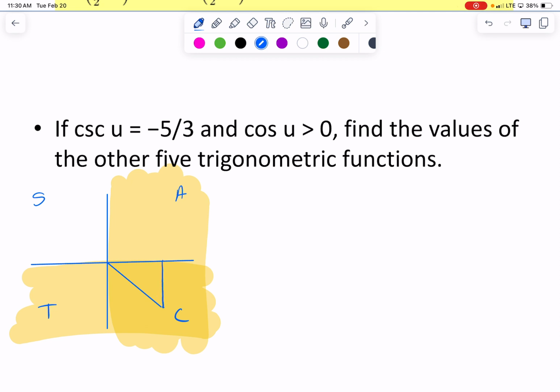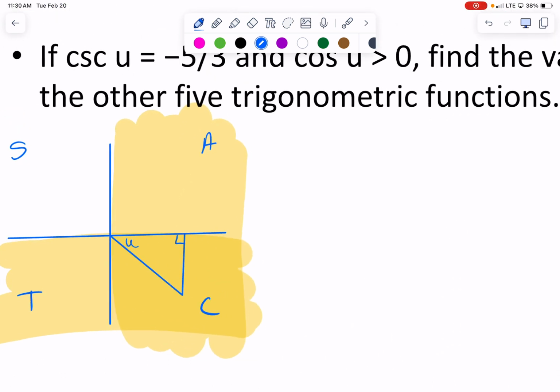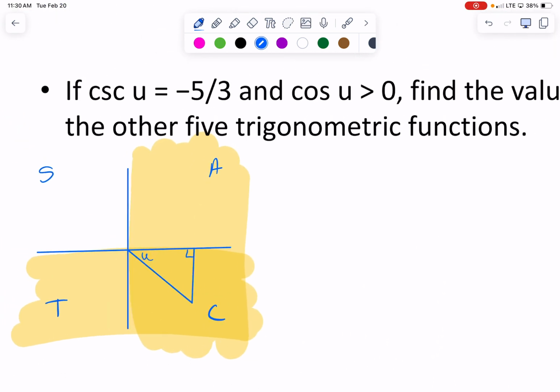Now, here's my angle U. Which side lengths am I given with -5/3? Hypotenuse and opposite. And so my other side length is 4. Very good. Pythagorean triples, right?